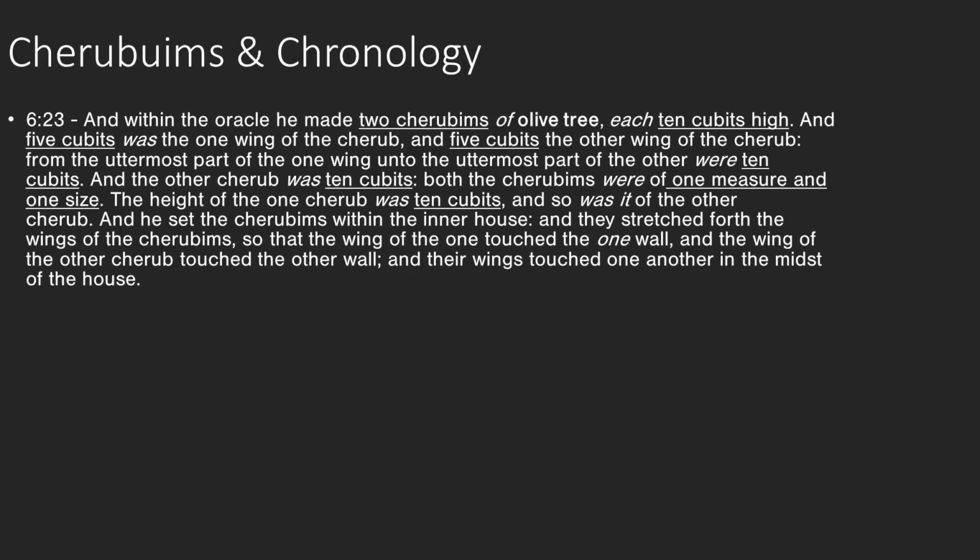Let's have a look at the cherubims now. And within the oracle, we're talking about the most holy place, he made 2 cherubims of olive tree, each 10 cubits high, and 5 cubits was the one wing of the cherub, and 5 cubits the other wing of the cherub. From the uttermost part of the one wing unto the uttermost part of the other were 10 cubits. And the other cherub was 10 cubits. Both cherubim were of one measure and one size. The height of the one cherub was 10 cubits, and so was it of the other cherub.